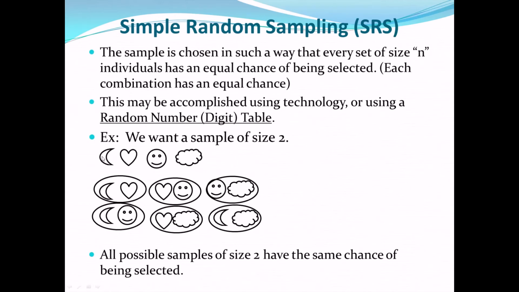But let's just say I have moon, heart, face, cloud. I want a sample of size 2. If I do a simple random sample, then the moon and the heart have the same chance of being picked as the moon and the cloud, or the cloud and the heart, or the face and the heart, or the heart and the cloud. You get the idea. So all of these possible pairings are equally likely to occur. And I'll just be picking one of them. So all possible samples of size 2 have the same chance to be picked.